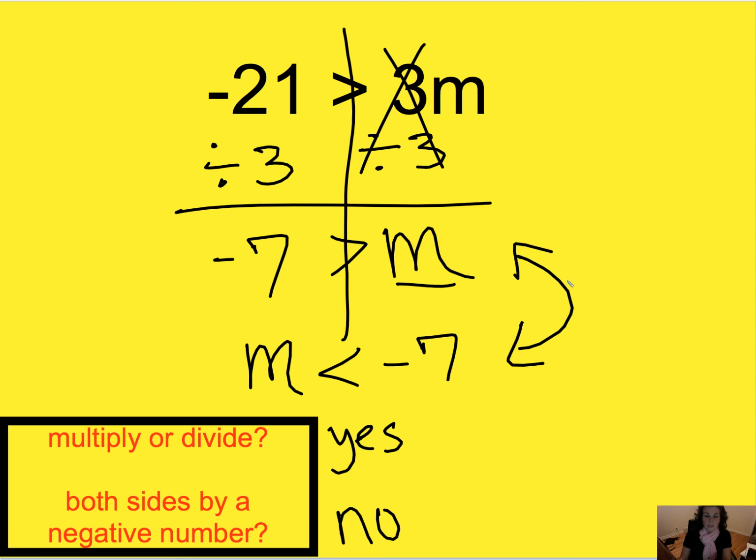Remember, these two things mean the same thing. I'm not reversing it because I'm dividing or multiplying by a negative. That has nothing to do with it. I already determined I do not have to flip it. But when I go to put the variable first and I flip the whole sentence, then I have to flip the inequality sign. So I think the answer is m is less than negative 7.